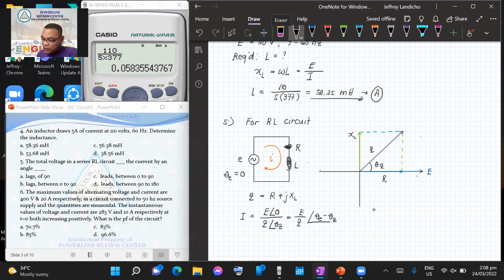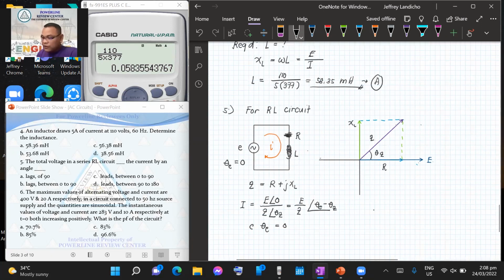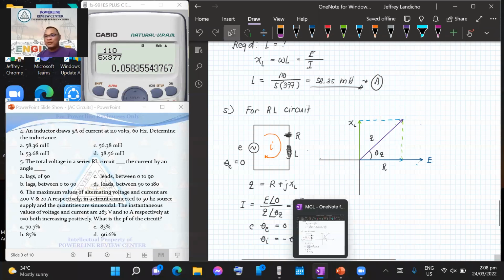So lumalabas ngayon kapatid, theta of the voltage is at 0. So pwede nating sabihin that the angle of your current, it is equal to the negative angle of your impedance. So ibig sabihin, palagi conjugate. Kung nasa positive yung angle ng ating impedance, negative yung angle ng ating current. Kung nasa negative naman yung angle ng ating impedance, nasa positive yung angle ng ating current.